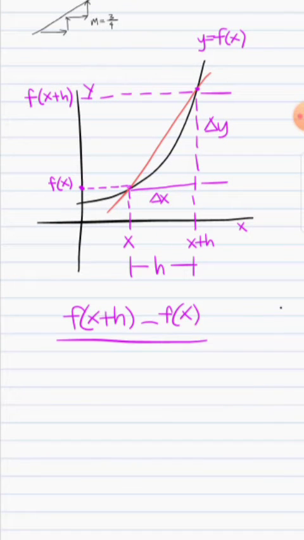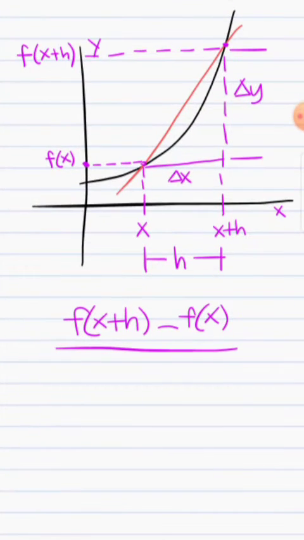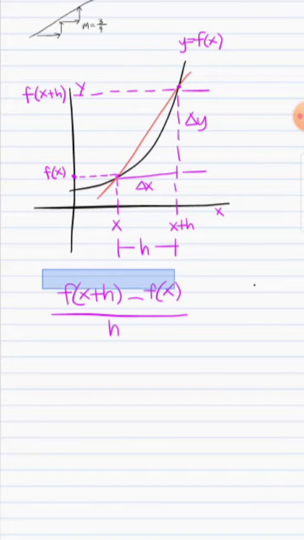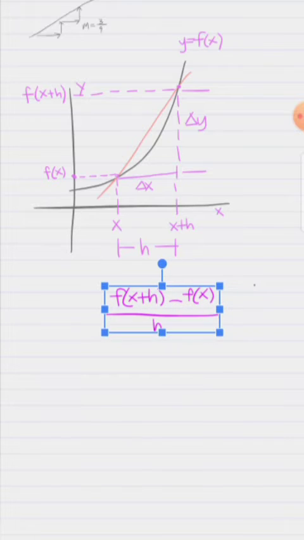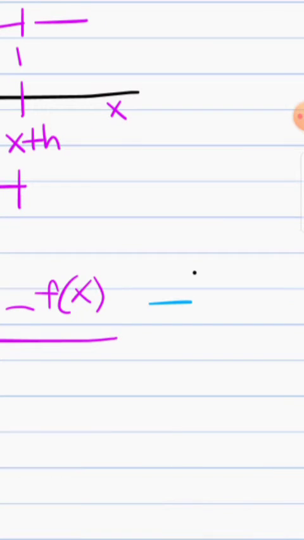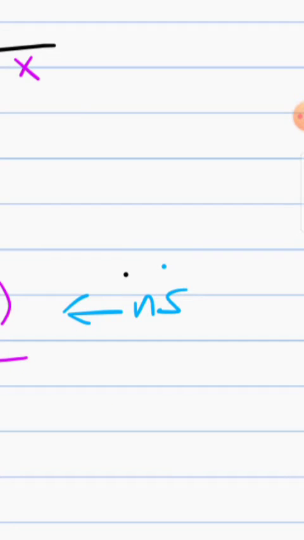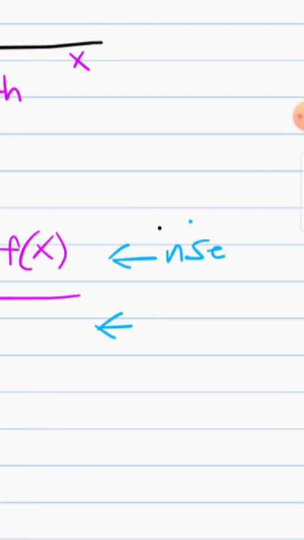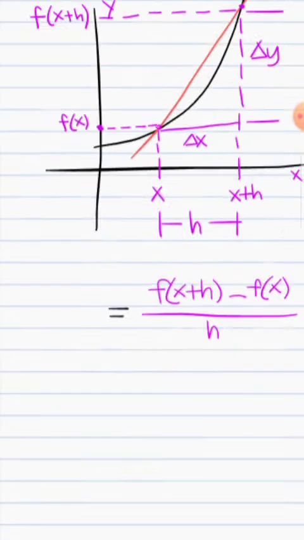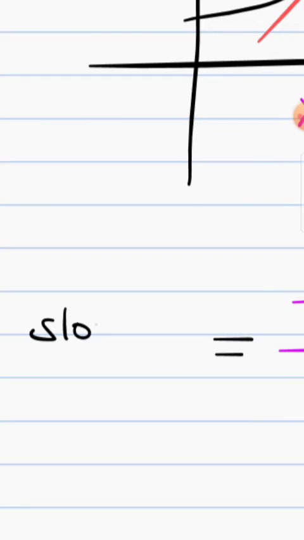And then for our run, so this is just the rise, and this is the run. Instead of saying delta x, we're going to say that's only h. Right? So now it's simpler. So just take note, this numerator refers to rise, and this denominator refers to run. And so now we already have the slope of the secant line.